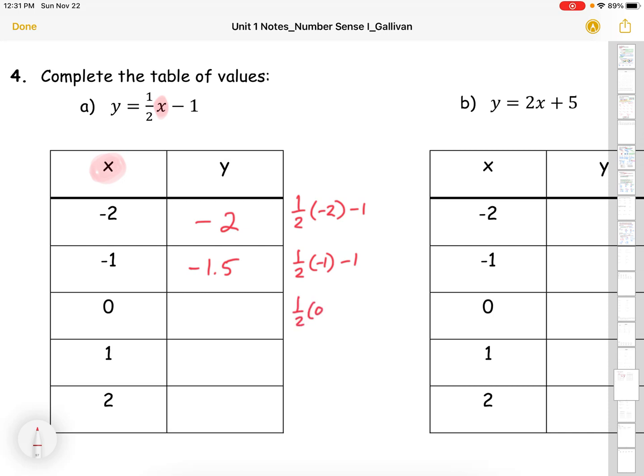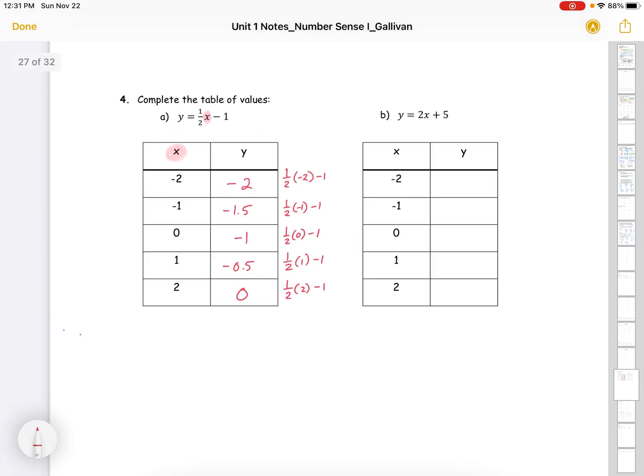Now, 1/2 times 0 minus 1. Well, 1/2 times 0 is 0, so this will be just negative 1. Then 1/2 times 1 minus 1. Well, 0.5 times 1 is 0.5, minus 1 is negative 0.5. And then finally, 1/2 times 2 minus 1. 1/2 times 2 is 1, minus 1 is 0.